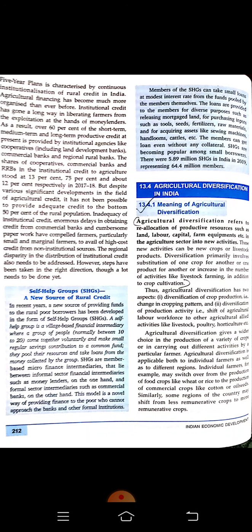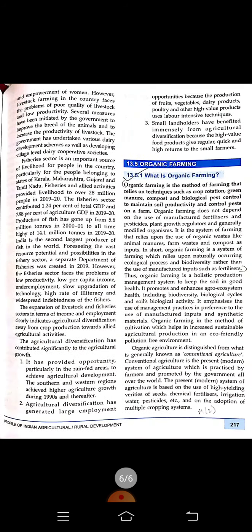Thus agricultural diversification has two aspects. One is diversification of crop production, that is, a change in cropping pattern, and the other is diversification in production activity, that is, a shift of agricultural workforce to other agricultural allied activities like livestock, horticulture, and poultry. Next, we have organic farming.